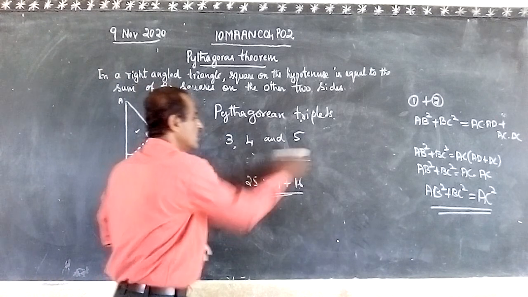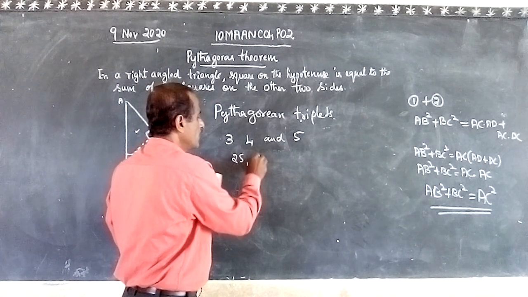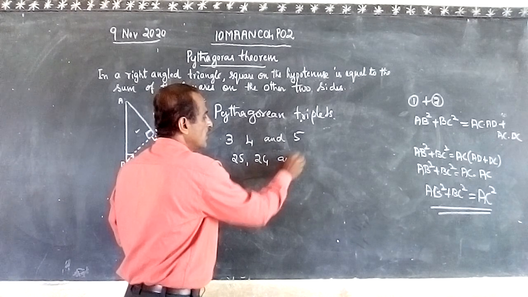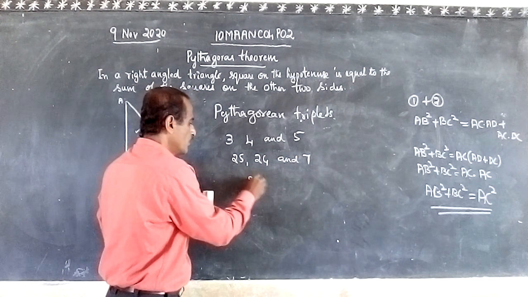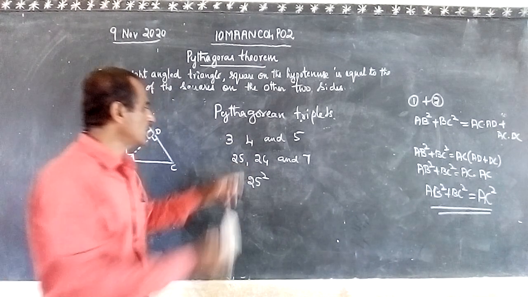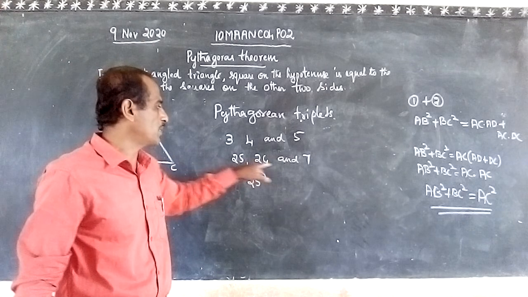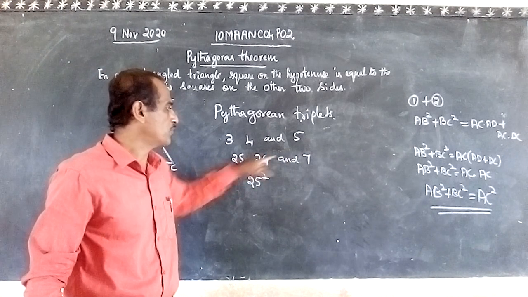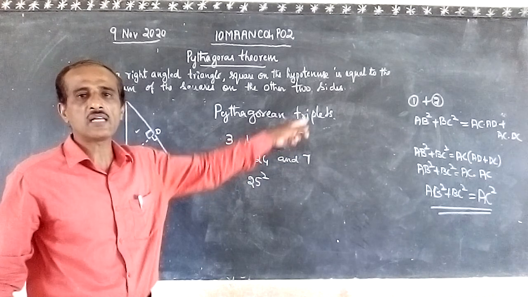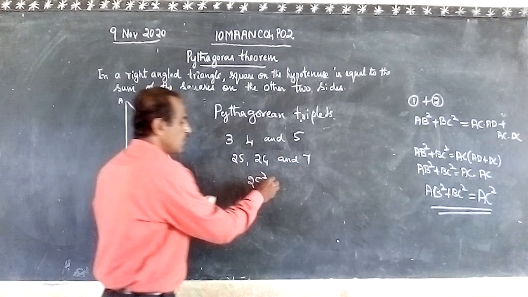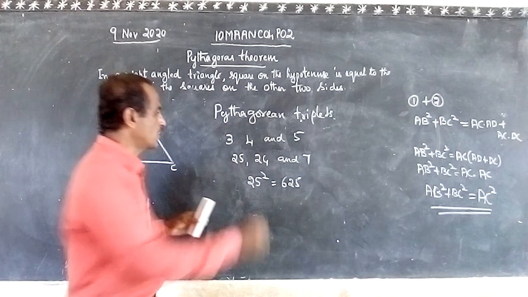In the same way, many Pythagorean triplets are there. For example, 25, 24 and 7. Look at this. These three are Pythagorean triplets. 25, see, it's the hypotenuse. You can consider 25 because it's the biggest number. The others are the smaller numbers. Therefore, these 24 and 7 units are the other two sides other than the hypotenuse. Therefore, can we say 25 square is 625? Correct? 25 into 25 is 625.